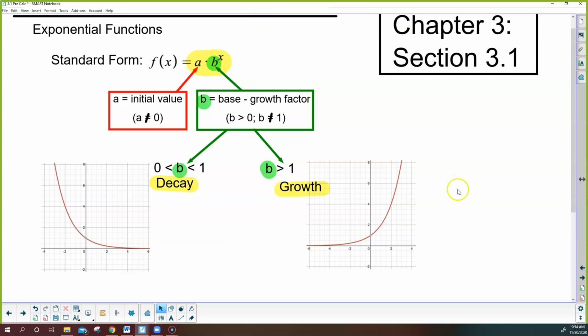All right, so hopefully you're familiar with this. Our goal today is to analyze functions and look at the behavior to do some quick solving and interpret some word problems.